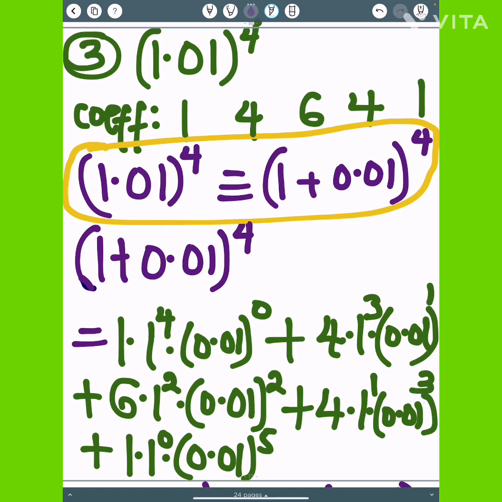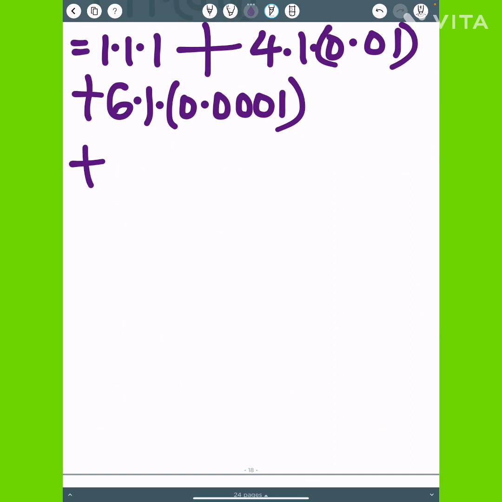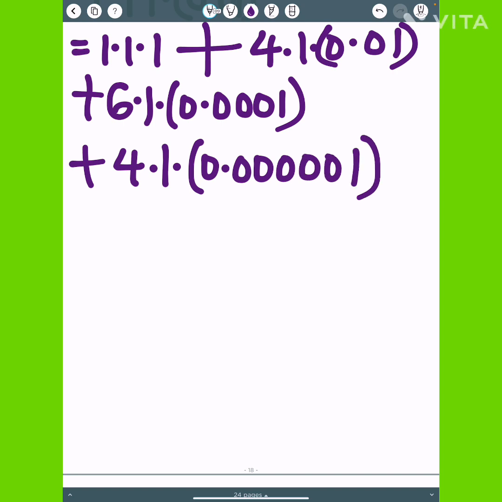That's 4 times 1 times 0.01 cubed. So that gives me 4 times 1 times 0.01 cubed, which is 0.000001. So that's 0.01 cubed. So that simplifies into that.